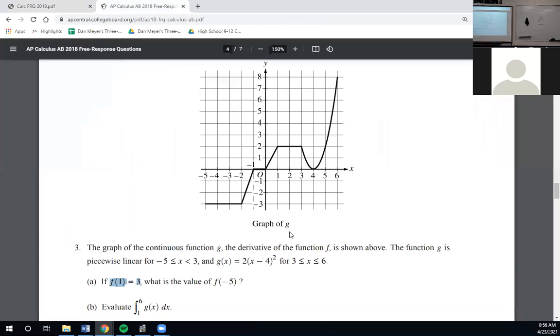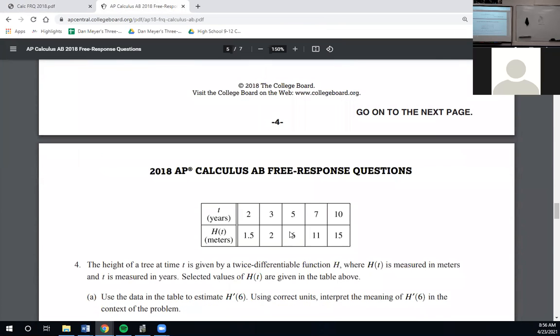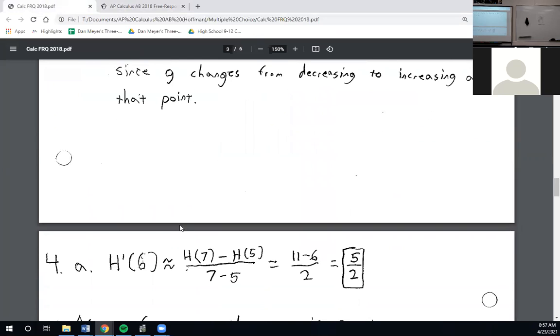Question 4. Here's our table. If we're estimating h prime of 6, we're going to estimate h prime of 6 by using the slope formula, because derivative measures slope. That's what they're trying to get at with asking this question. So to estimate the slope at 6, let's take the slope formula using points around 6, which would be 5 and 7. So we're going to take h at 7 minus h at 5, over 7 minus 5, and get 5/2.